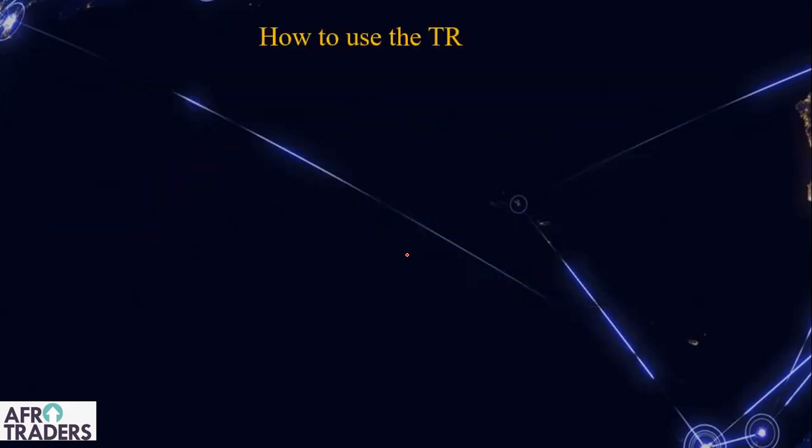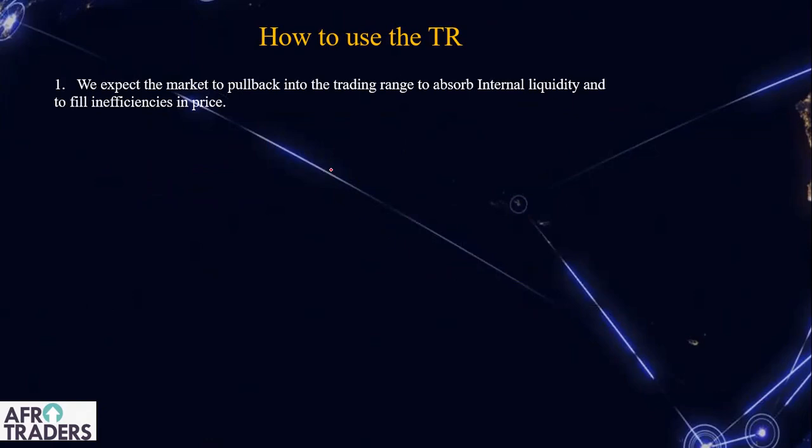Okay. So now how do you use the trading range? We expect the market to pull back into the trading range to absorb internal liquidity and to fill inefficiencies. So we are talking about imbalances in the trading range. When the market breaks the previous high, we look into the trading range to see if there are imbalances or inefficiencies or internal liquidity, that is, short-term highs or lows within the trading range. So we expect to see the market pull back into the trading range to absorb those before moving up.